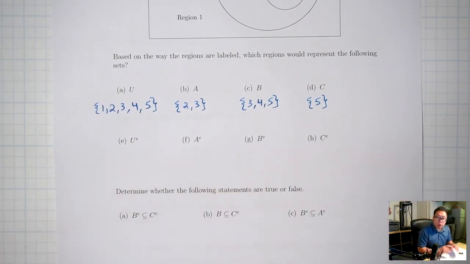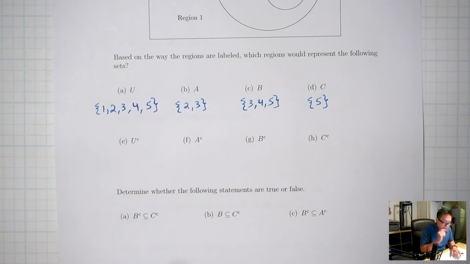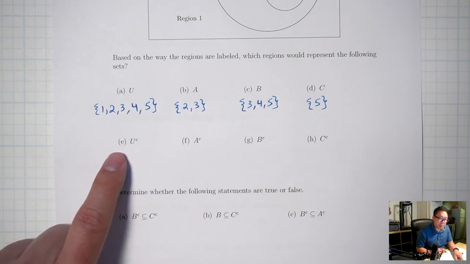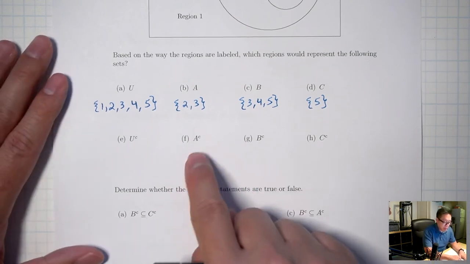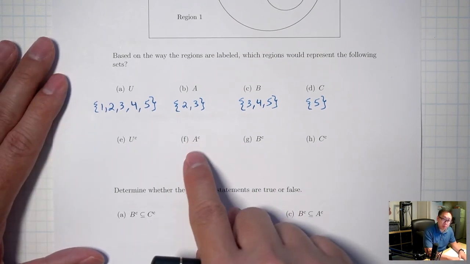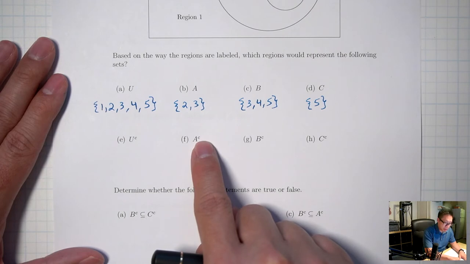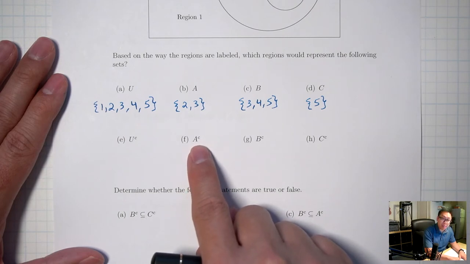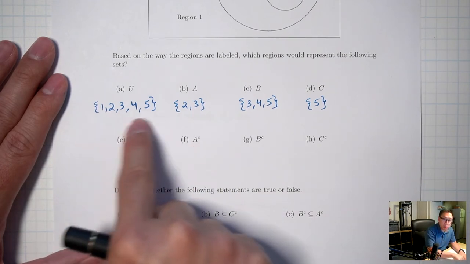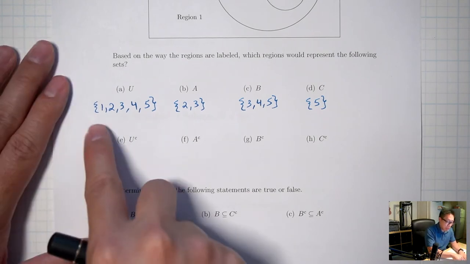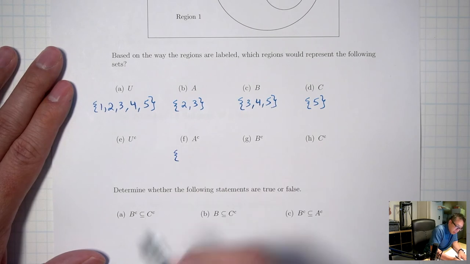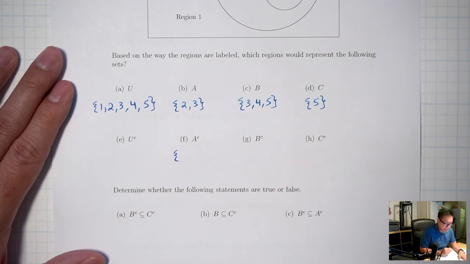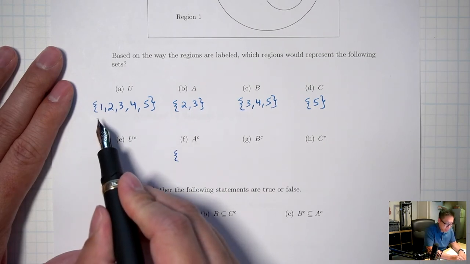Second row here are all complements, right? So let's actually skip over E because that's a tricky one. So I'll come back to E. And let's start with F. F is A complement. So little c means complement. So A complement, that means I want all the numbers that are not in A. Okay? So go through your universal set, go through your quote unquote everything, and just pick out the ones that are not in A. Which numbers are not in A? 1, 4, and 5.